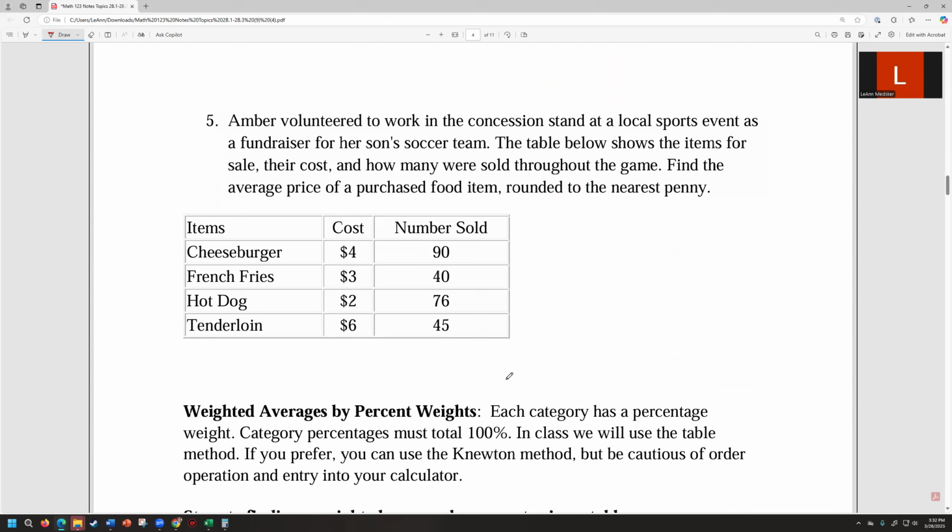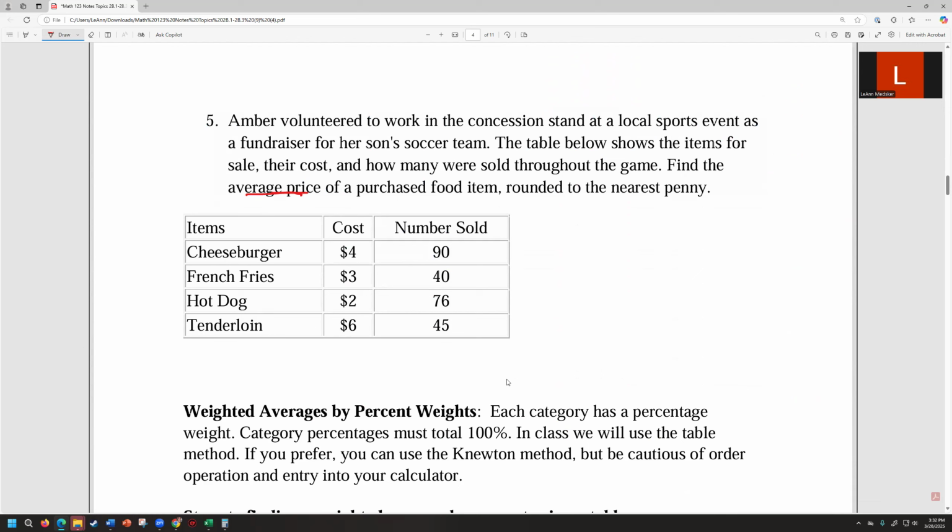So Amber volunteered to work in the concession stand at a local sports event at the fundraiser for her son's soccer team. The table below shows the items sold, their cost, and how many were sold throughout the game. Find the average price. Again, we're doing price of a purchased food item, so that's per item, rounded to the nearest penny.